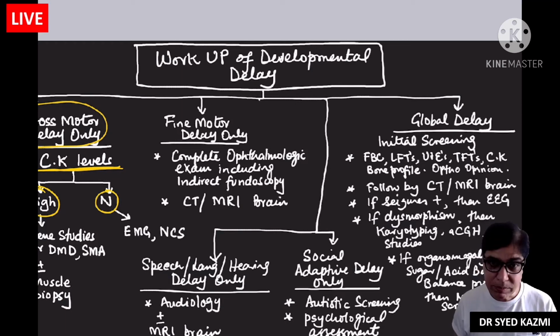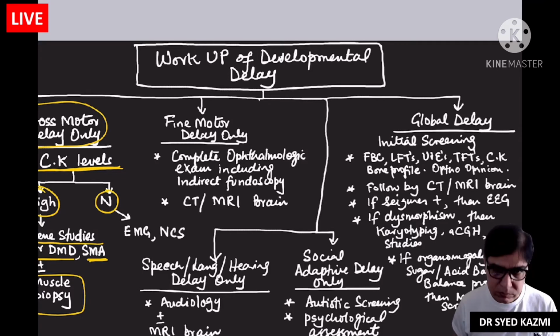The next step after that would be to do gene studies for certain disorders which give you isolated problems in the gross motor domain. Like you would do the gene study for DMD, Duchenne muscular dystrophy, which is an X-linked recessive disorder, or spinal muscular atrophy, which is an autosomal recessive disorder. So you can do the gene studies for that, like the SMA1 gene, or the DMD gene studies, and plus minus you can do a muscle biopsy as well. So muscle biopsy would give you an idea also of what's wrong with the child, what sort of disease it is.